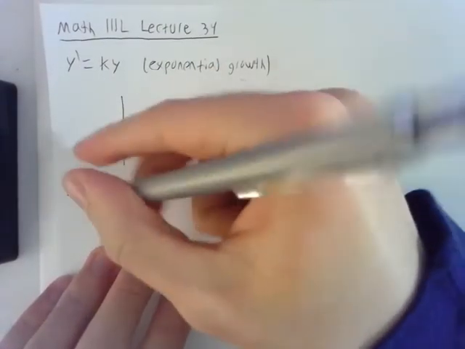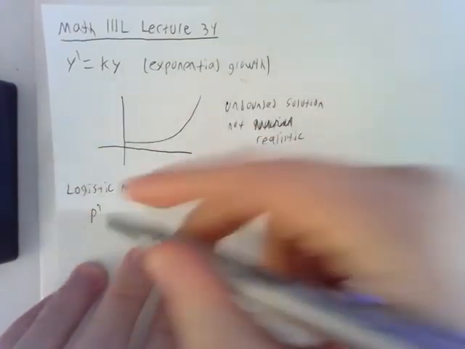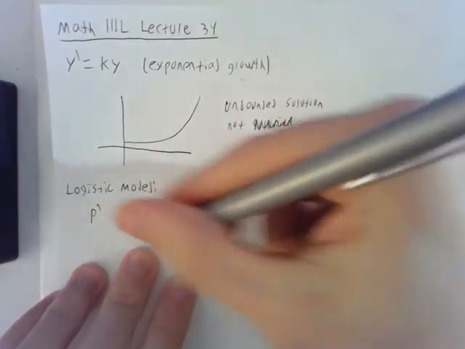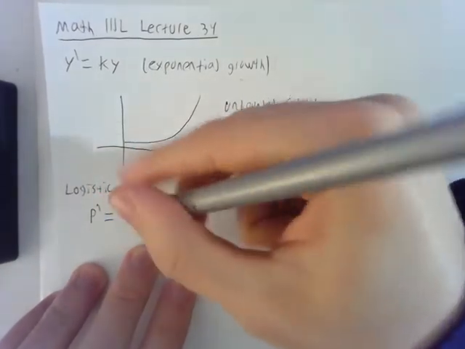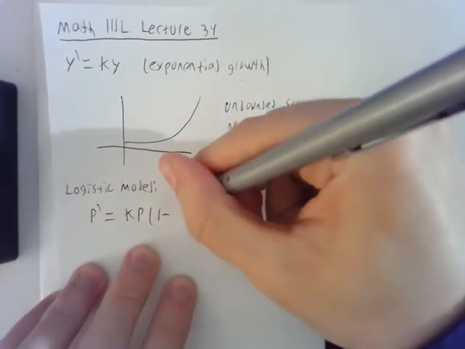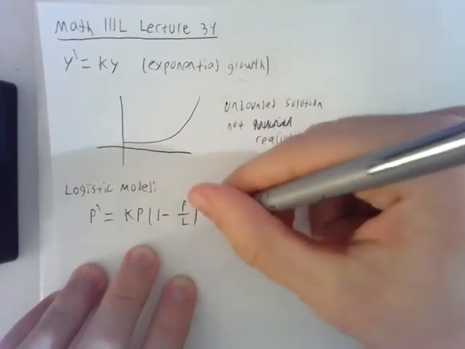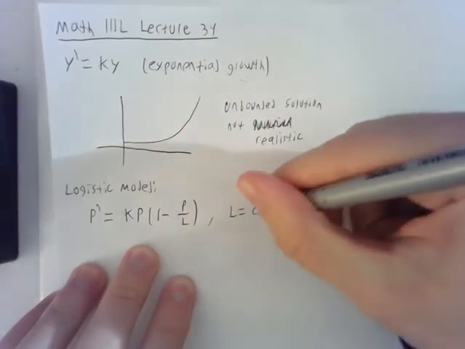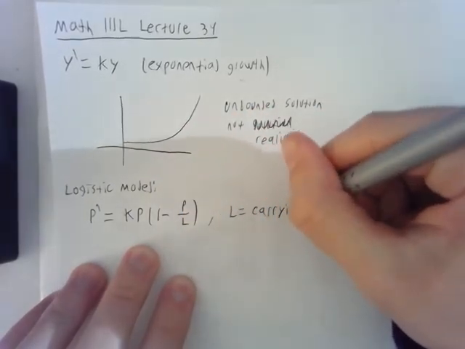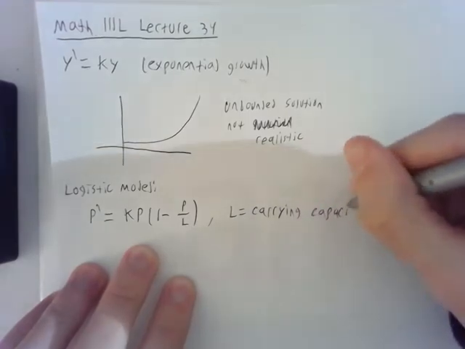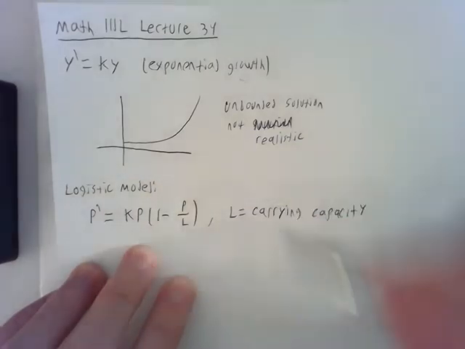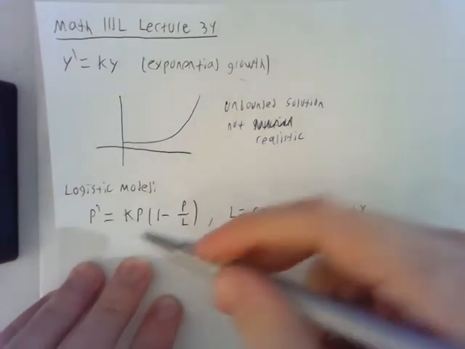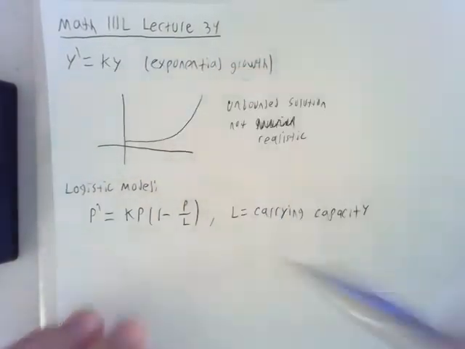So the logistic model says that if P is the population of our creature, then P prime is equal to kP times 1 minus P over L. L is a constant known as the carrying capacity, and we'll see in a little bit why this is an important feature in this model. The k is just some constant, like we had in the first one.